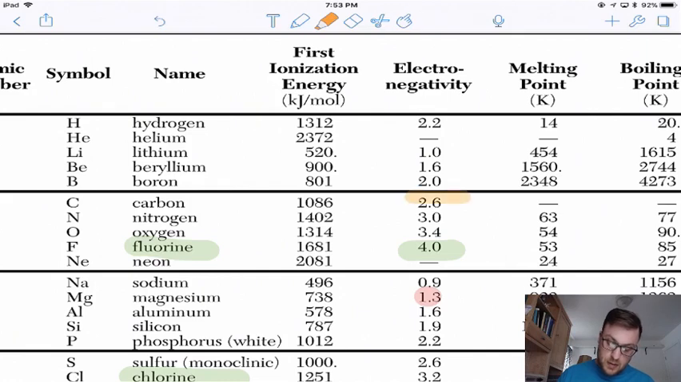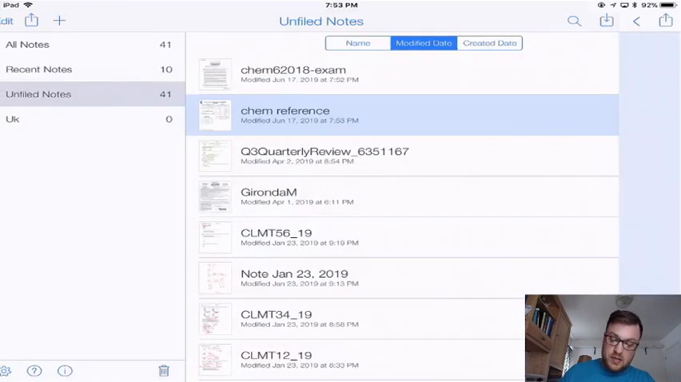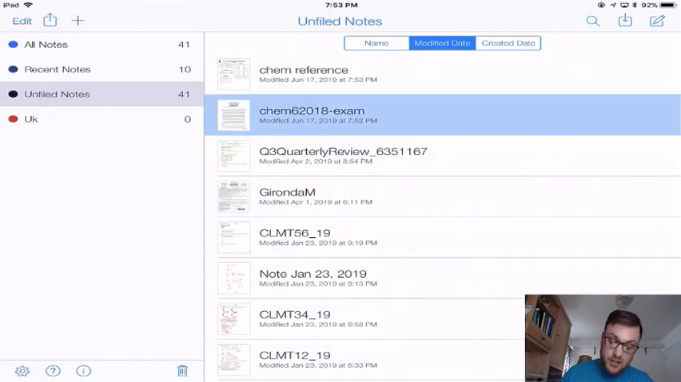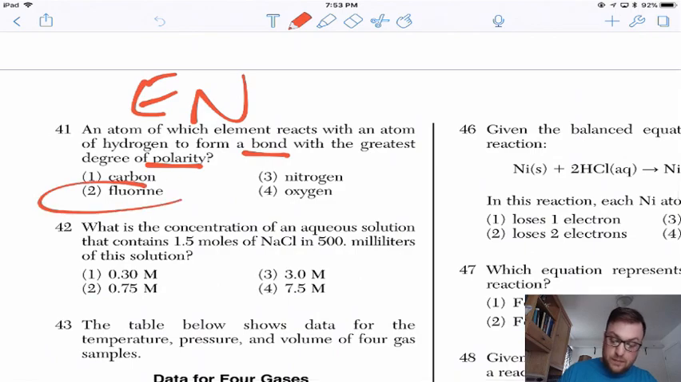2.6. Nitrogen, 3.0. Oxygen, 3.4. Fluorine, 4.0. Hydrogen was at 2.2. Since they are all higher than hydrogen's electronegativity, we want to pick the answer choice that is the highest electronegativity. Fluorine.